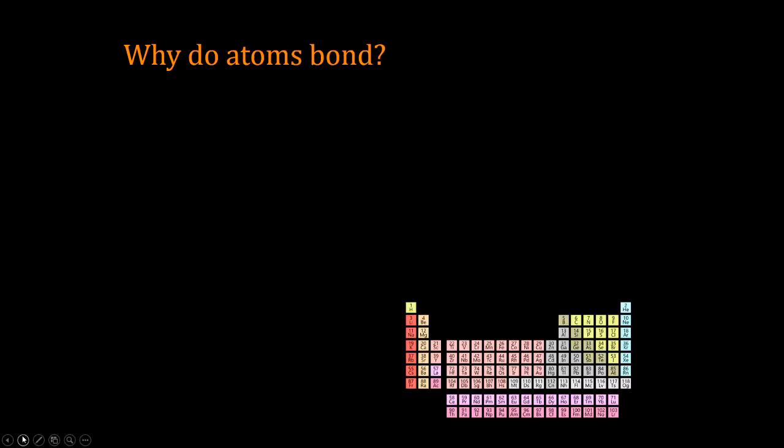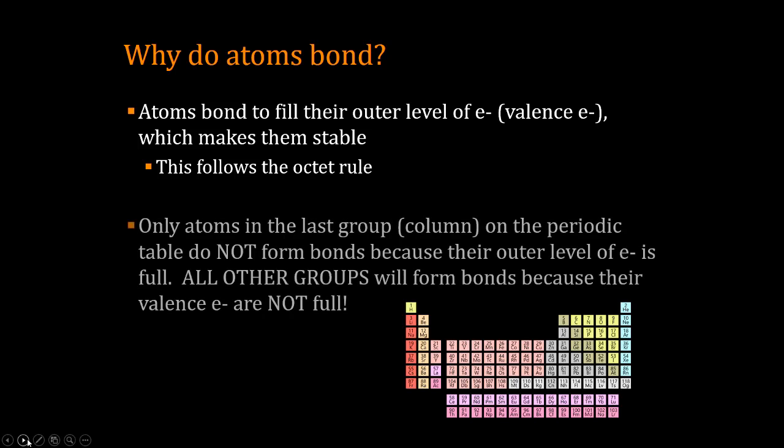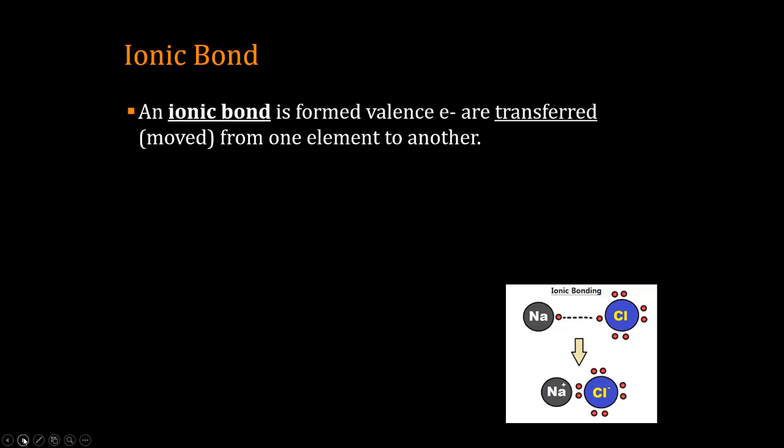Now, we know atoms form bonds because they're trying to reach a stable electron configuration, and that means get to 8 valence electrons most of the time, trying to fill the s and p orbitals. And so that's the octet rule. Only atoms over here in the noble gases don't form bonds, right? Everything else will. And so one of the ways they do that is by forming ionic bonds. And an ionic bond is when valence electrons are transferred, that is to say moved, from one element to another.